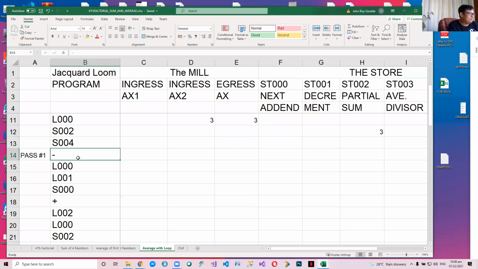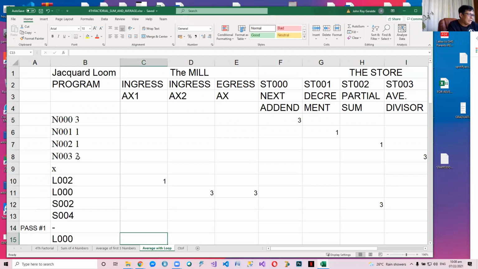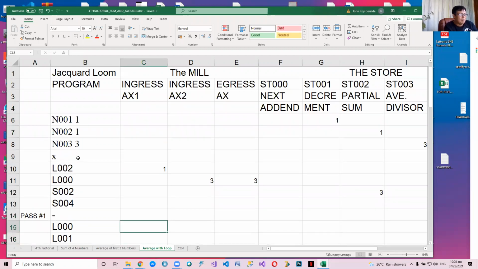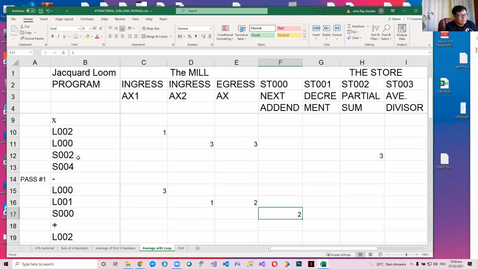So, we now have our first partial sum, which is 3. The next thing to do is to compute for the next addend. So the current addend is 3. We load the current addend, which is 3, and the decrement of 1. Okay. So 3 minus 1 is 2, and we store it to 0, 0, 0. So this becomes 2, which means our next addend is 2. Okay. Any questions so far?